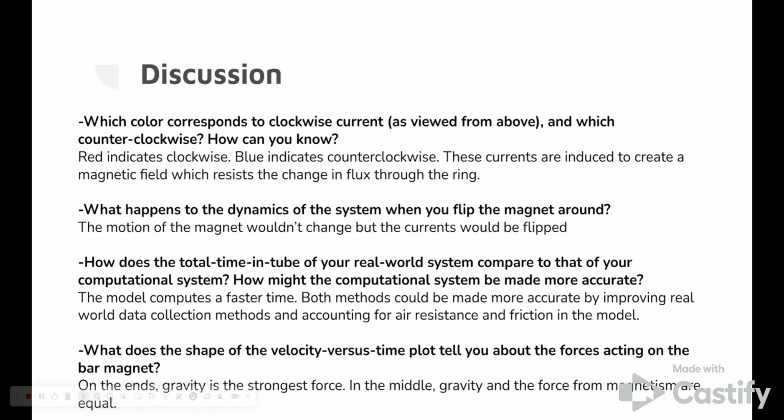And how does the total time in tube of your real world system compare to that of your computational system, and how might it be made more accurate? The model computes a faster time. Both methods could be made more accurate by improving real-world data collection methods and accounting for air resistance and friction in the model. So what is the shape of the velocity versus time plot tell you about the forces acting on the bar magnet? On the ends, gravity is the strongest force. In the middle, gravity and force from the magnetism are equal.